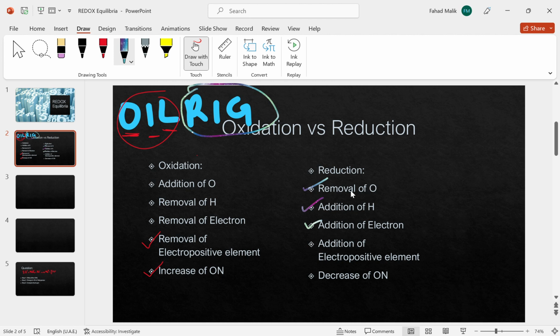Now, since you're removing oxygen, it means you're removing electronegative element. So you'll be adding electropositive element. So we have learned this as well. And reduction means decrease of oxidation number. So we've looked at the basic differences.